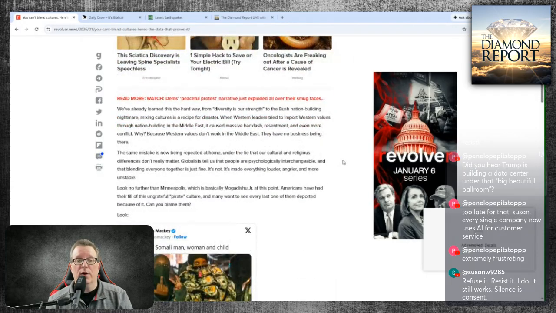We've already learned this the hard way, from diversity is our strength to the Bush nation-building nightmare. Mixing cultures is a recipe for disaster. When Western leaders tried to import Western values through nation-building in the Middle East, it caused massive backlash, resentment, and even more conflict. Why? Because Western values don't work in the Middle East. They have no business being there.